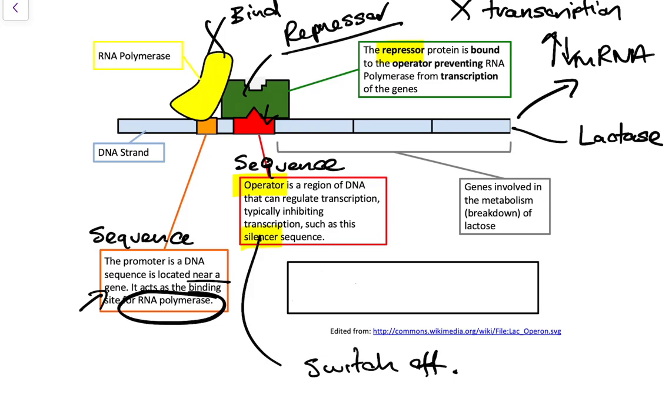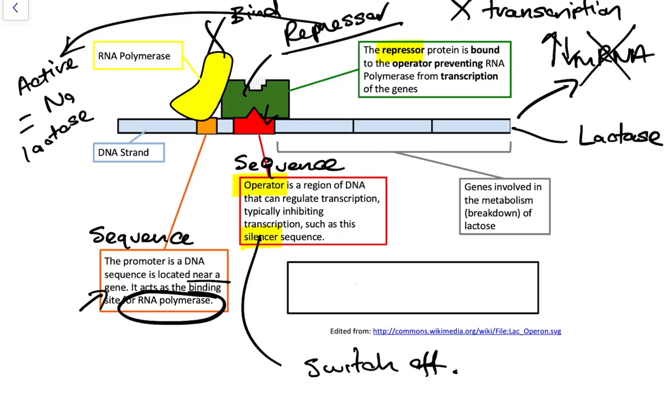So when would we want this to happen? In this case, we'd want the repressor to be active if there is no lactose. So when there's no lactose, the repressor comes and binds, it stops the RNA polymerase, it stops the transcription. We don't get any mRNA made, and therefore, in the end, we're not going to get any lactase.